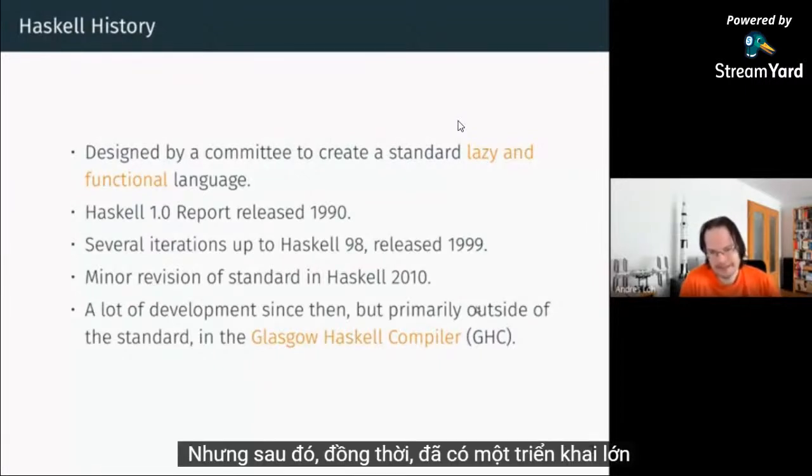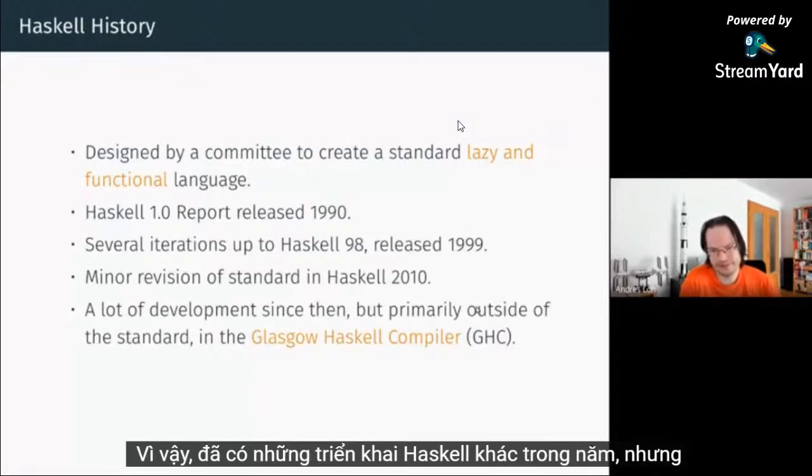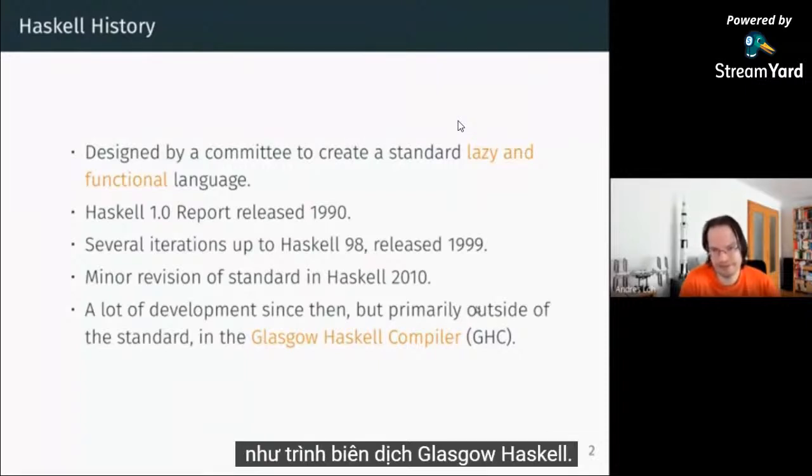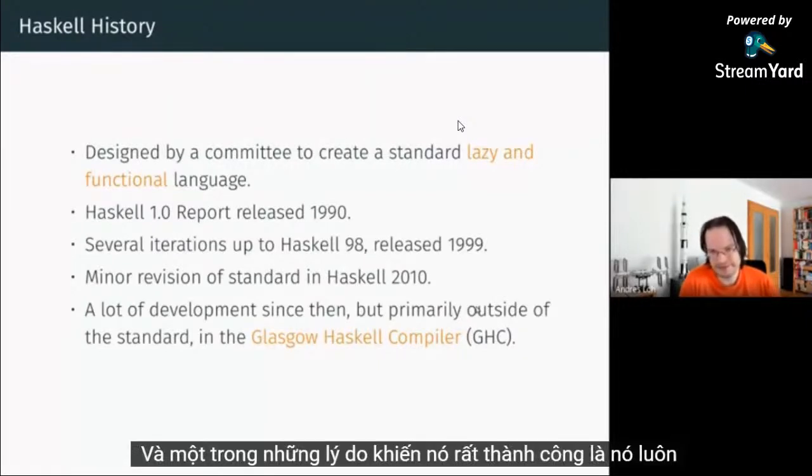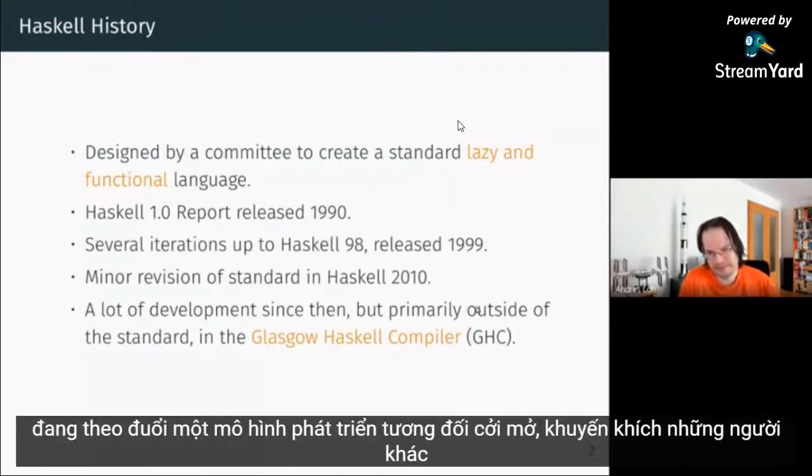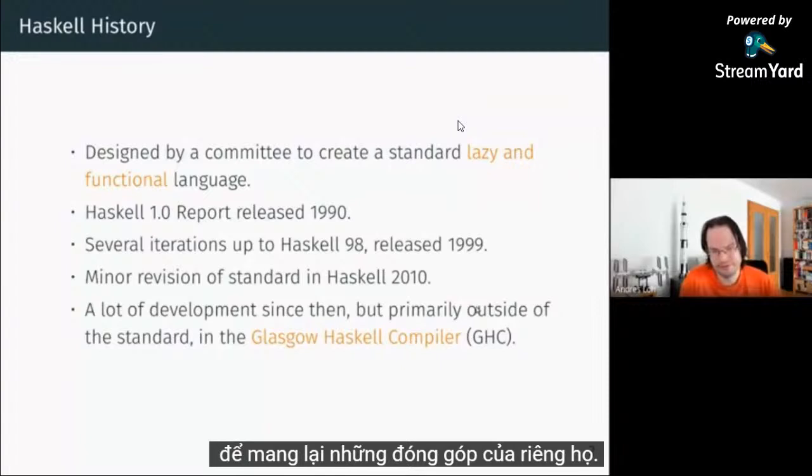But then, at the same time, there has been one major implementation that has been dominating. So there have been other Haskell implementations over the years, but they have been playing a much more minor role, and the dominating implementation is the Glasgow Haskell compiler. And one of the reasons it's so successful is that it's always been pursuing a relatively open development model, encouraging others to bring in their own contributions.